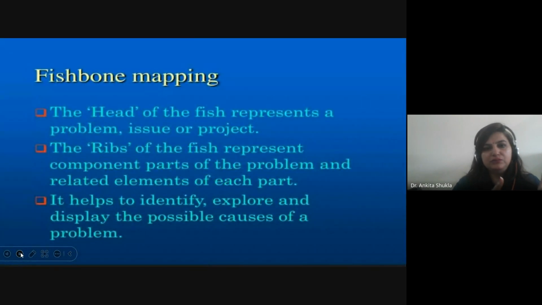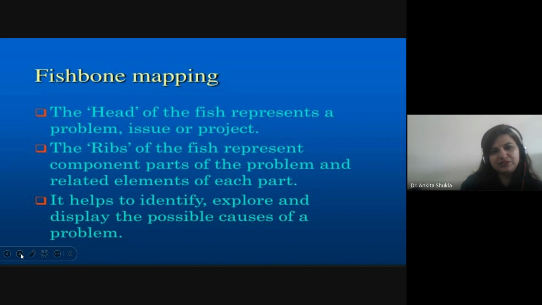Mind mapping involves writing down a central idea and thinking up new and related ideas which radiate out from the center, then looking for branches out and connections between the ideas. Fishbone mapping. The head of the fish represents a problem, issue, or project. The ribs of the fish represent component parts of the problem and related elements of each part. It helps to identify, explore, and display the possible causes of the problem.